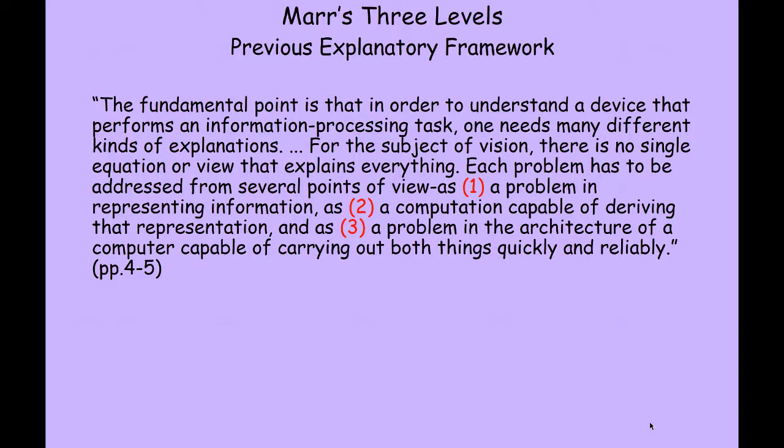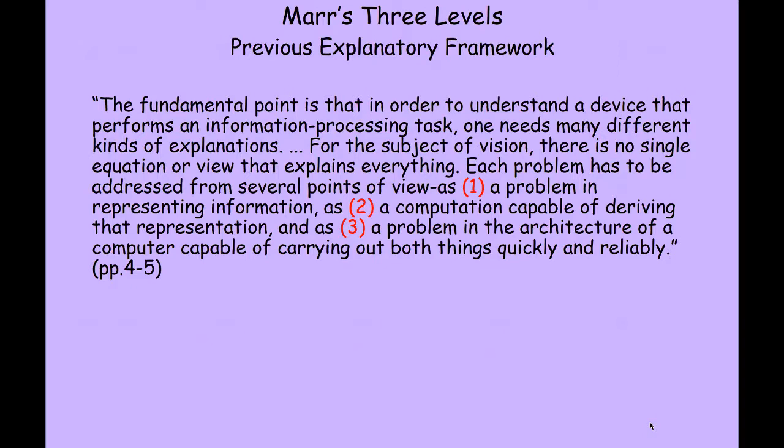the fundamental point is that in order to understand a device that performs an information processing task, one needs many different kinds of explanation. For the subject of vision, there is no single equation or view that explains everything. Each problem has to be addressed from several points of view. As 1, a problem in representing information. As 2, a computation capable of deriving that representation. And as 3, a problem in the architecture of the computer capable of carrying out both things quickly and reliably.